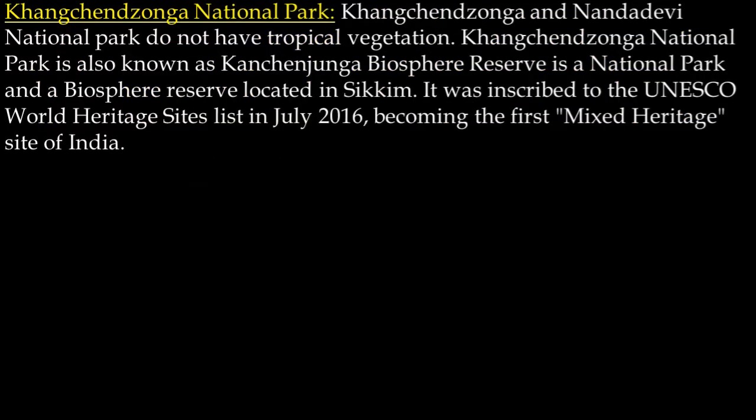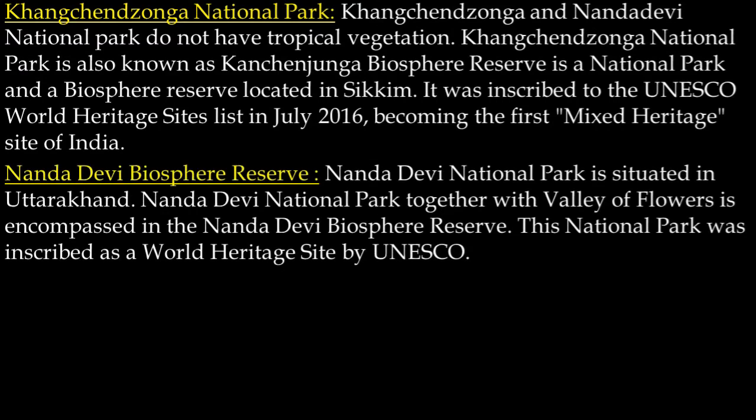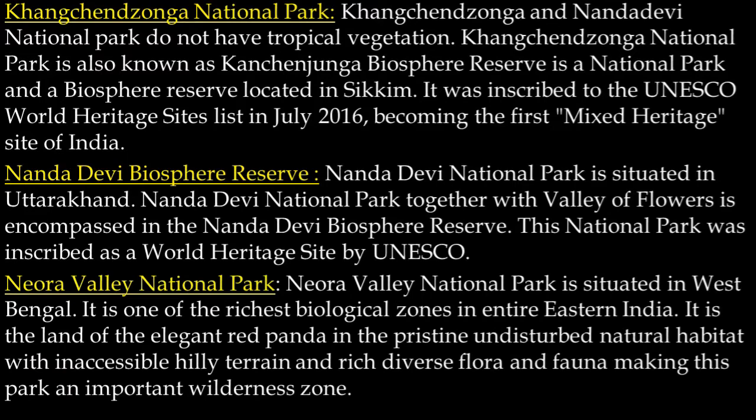Kanchenjunga National Park, also known as Kanchenjunga Biosphere Reserve, is a national park and biosphere reserve located in Sikkim. It was inscribed as a UNESCO World Heritage Site in 2016, becoming the first mixed heritage site of India. Nandadevi National Park is situated in Uttarakhand. This national park was inscribed as a World Heritage Site by UNESCO. Neora Valley National Park is situated in West Bengal. It is one of the richest biological zones in entire eastern India. It's the land of the elegant red panda in a pristine undisturbed natural habitat with inaccessible hilly terrain and rich diverse flora and fauna, making this park an important wilderness zone.